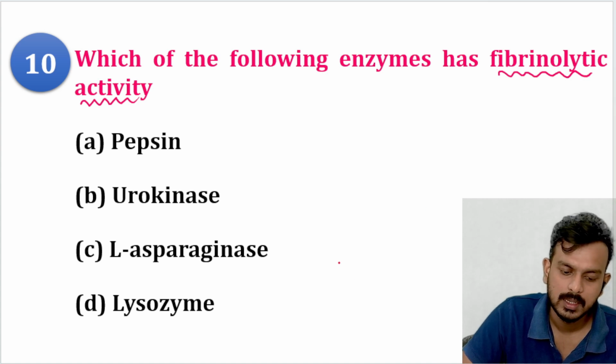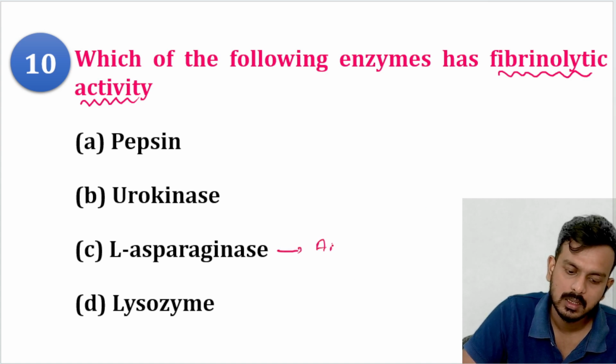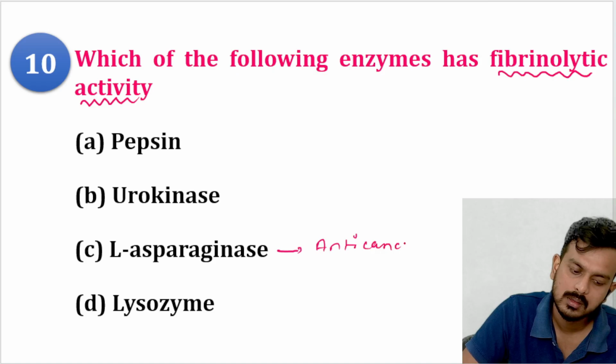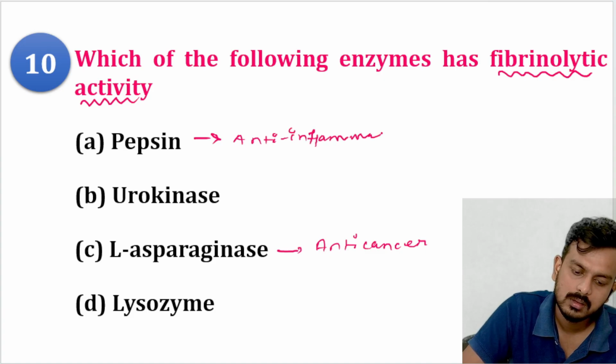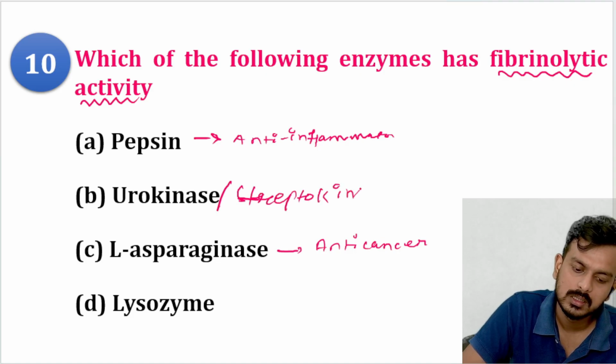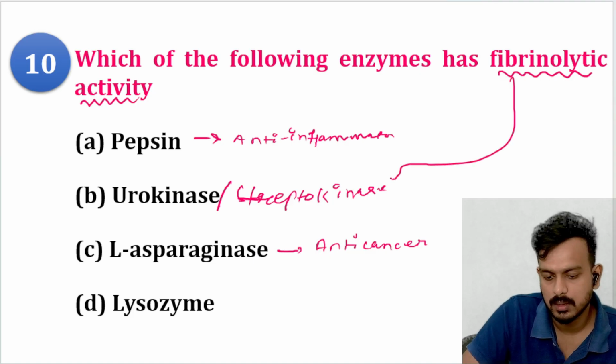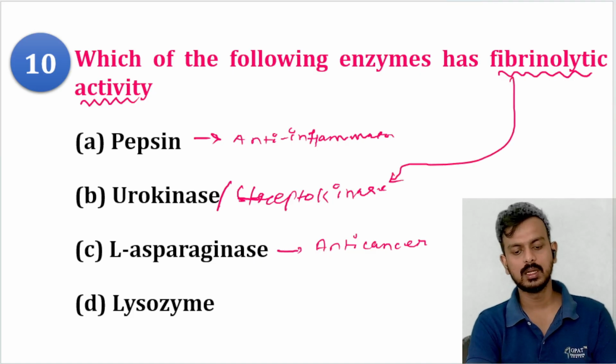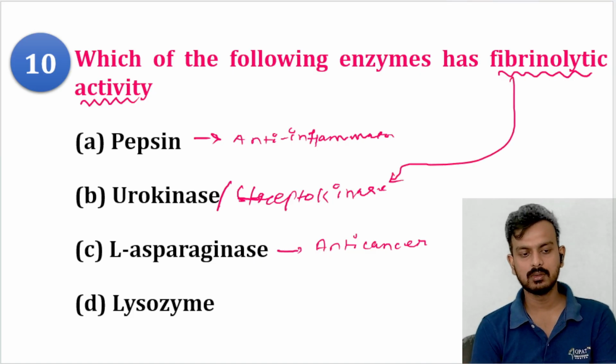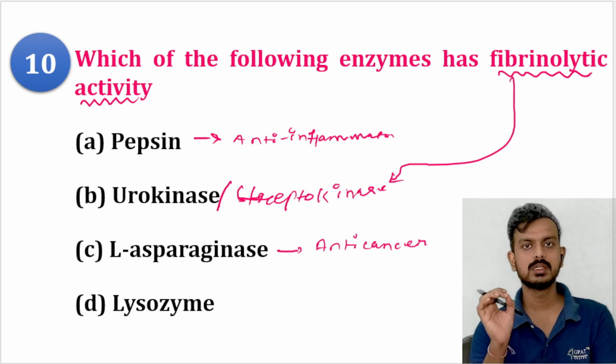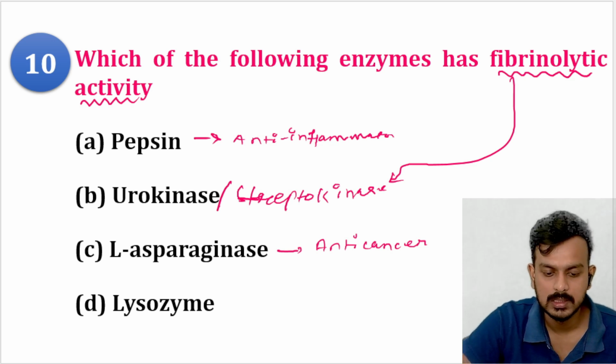Fibrinolytic. Just now we have L-asparaginase, this is anti-cancer. Pepsin is having anti-inflammatory. But this urokinase, or if the option streptokinase is there, then all these come under your fibrinolytics. Okay, I hope you guys are understanding what we are discussing. So these are the questions from the application part of the enzyme.